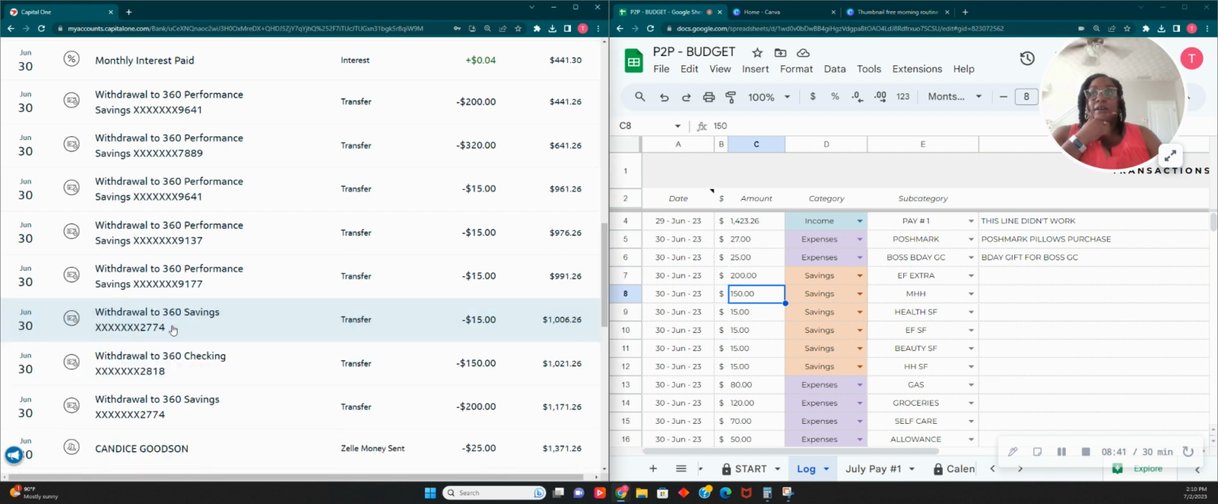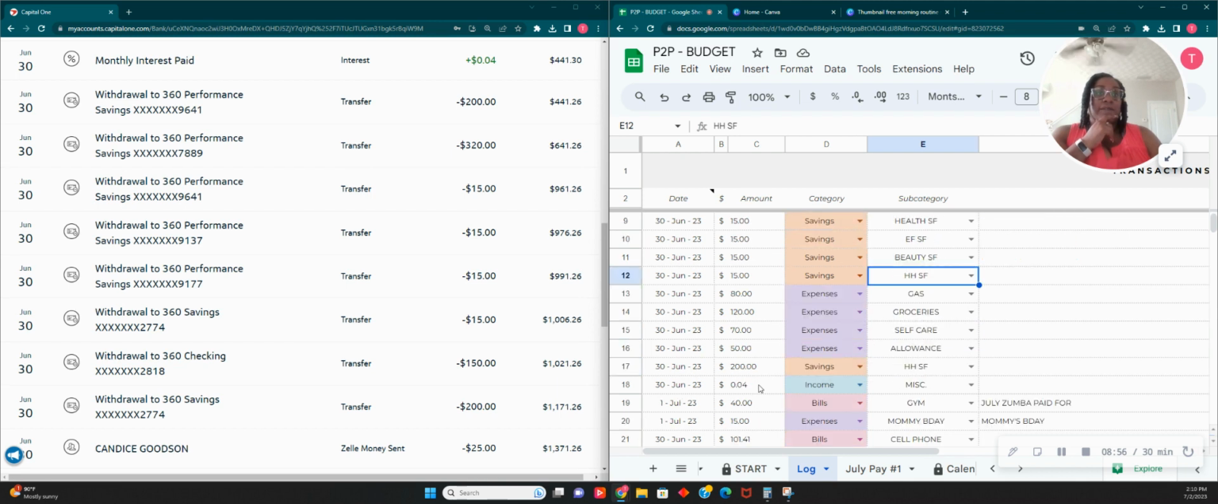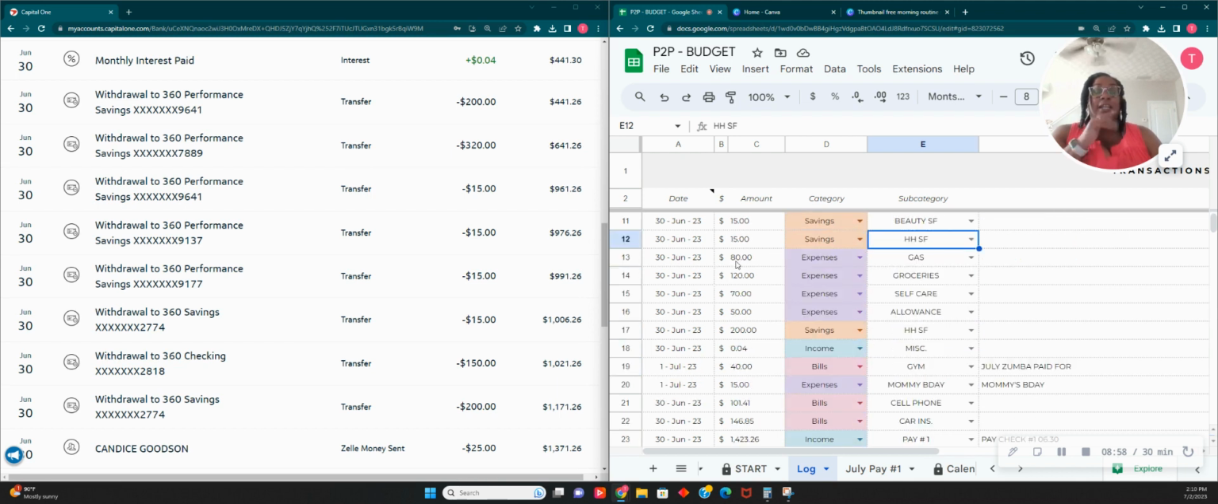We have these $15 are for the sinking funds. So you'll see them here, 15, 15, 15, and 15. And that's savings. And that's health sinking fund, emergency fund, sinking fund, beauty, and household sinking fund. And I realized after the fact that if you don't fill out every single part of this, it doesn't calculate over to the spreadsheet. So some of them I had like no subcategory and it wasn't moving over. So you have to make sure everything is filled out.